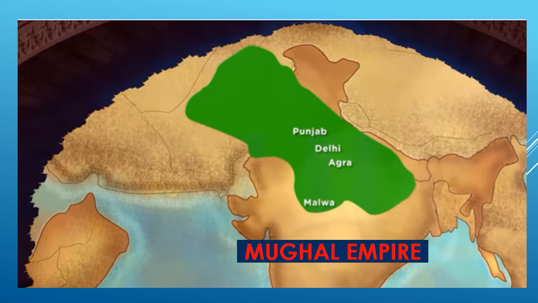Now after defeating the ruler of Malwa, we can see Babur has occupied a number of territories in India. You can see he occupied Delhi, Agra, Punjab, Malwa, and he was already a ruler of Kabul. So all these territories came under his rule, and with this began the Mughal rule in India. But Babur ruled only for 4 years, and then he died, and then the kingdom was handed over to his son Humayun.